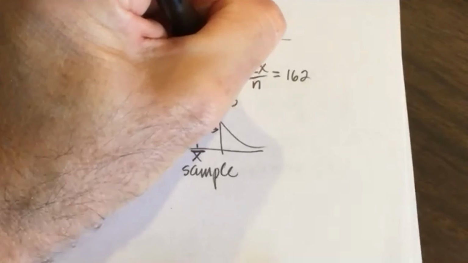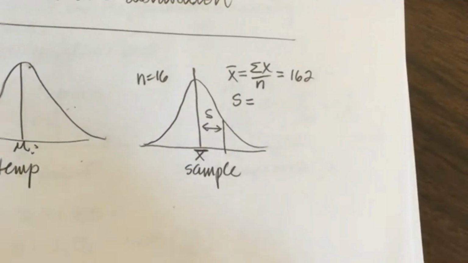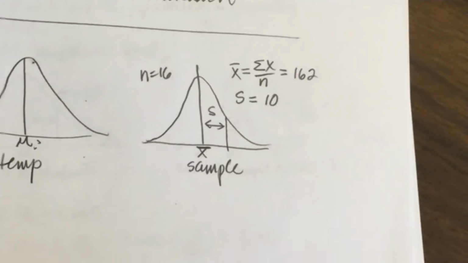And of course, we can find the sample standard deviation: take the difference from the mean, square them all, add them all up, divide by n minus 1, and take the square root. So this is the formula back from chapter 2. And when we do that, we got 10 degrees. It's most likely though that you're going to get some messy decimals, so be it, do it on the calculator.